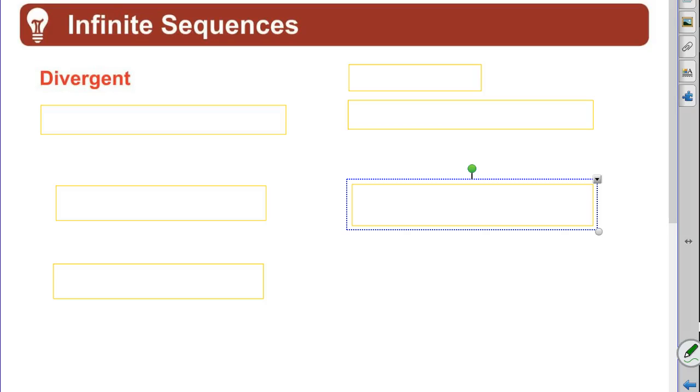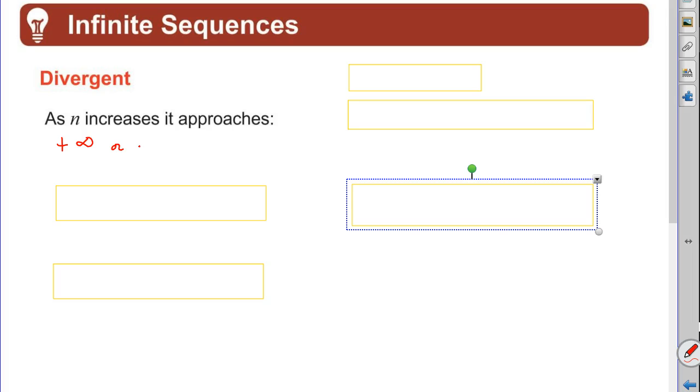And this is the Algebra 1 quick review, and we want to take a look at infinite sequences. All right, so the first possibility is a divergent infinite sequence. It's divergent. All right, and here's what it means. As n increases, it approaches either positive infinity or negative infinity.